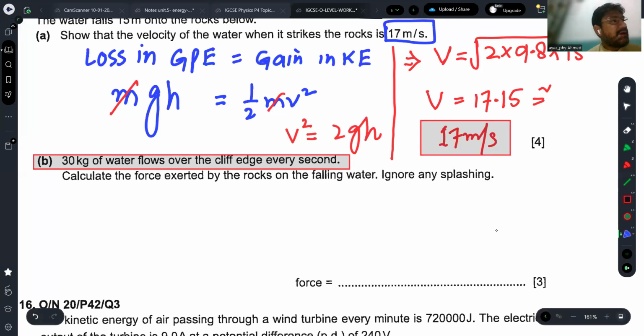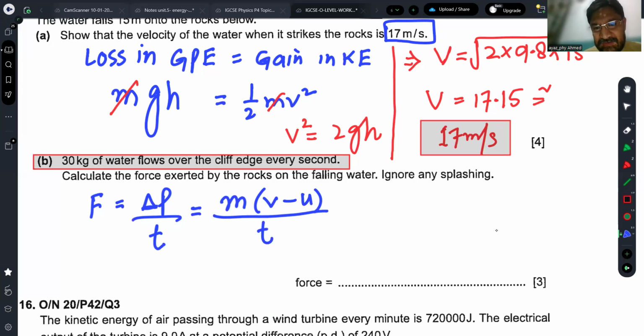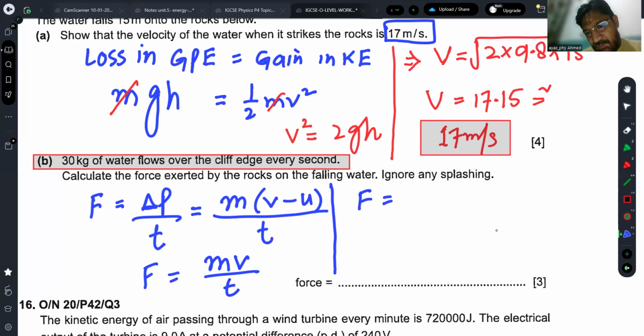As I told you, in dynamics or momentum, we have the link of these questions in work, energy, power. So here, force is equal to delta P divided by T. That is m times (v minus u) divided by t, because initially the water is considered at rest. When it is dropped, its initial velocity is 0. So you can simplify this equation to mv divided by t. Force is equal to mass per unit time times the final speed you have calculated. Mass is 30 kg per second, so I will directly write the number 30 here, instead of mass divided by time, times the velocity.